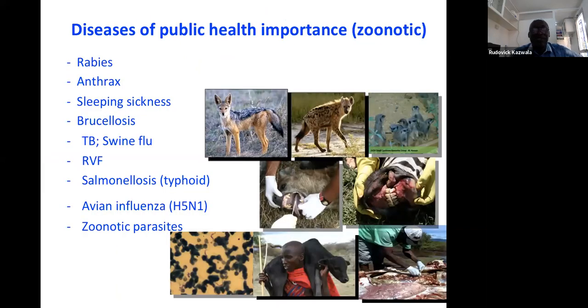Then we have diseases of public health importance. There are zoonotic diseases, which have also been mentioned by my colleague earlier on. Rabies, anthrax, sleeping sickness, all the way to some of the zoonotic parasites, especially trypanosomiasis.